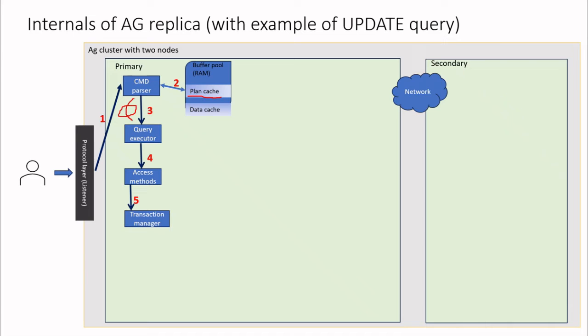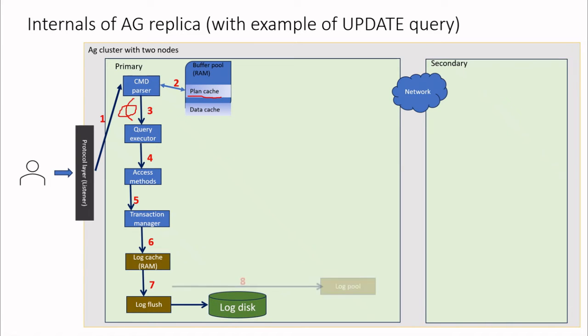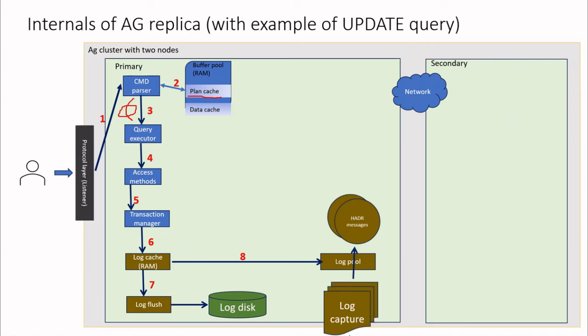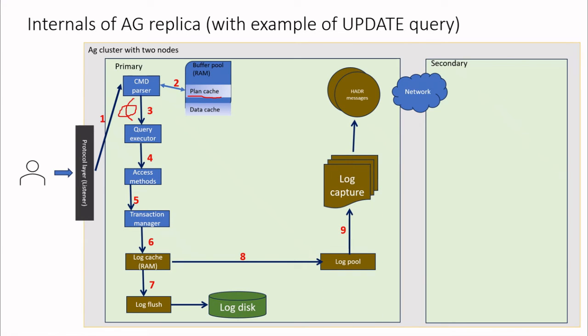When the transaction manager gets this kind of update query, right? It first caches a log in the log cache. Then this cache is flushed to disk. Then the log cache is pushed to the log pool to send to the secondary replica, and from the log pool, logs for each database are captured and sent to the corresponding partner replica. Okay. This capture process runs continuously as long as the availability replica is connected and data movement is not suspended for any reason.